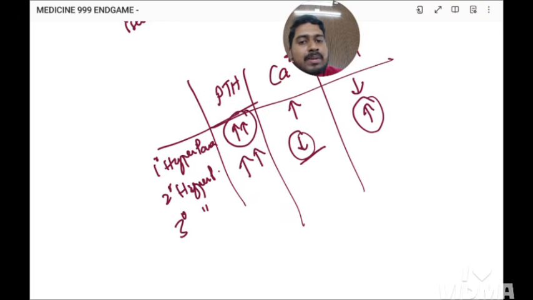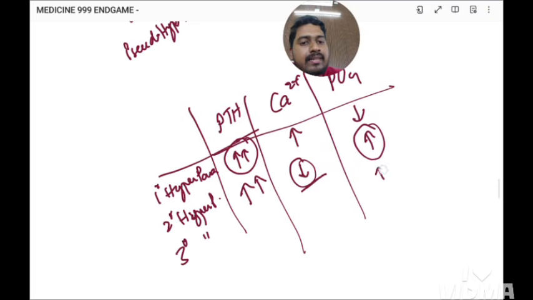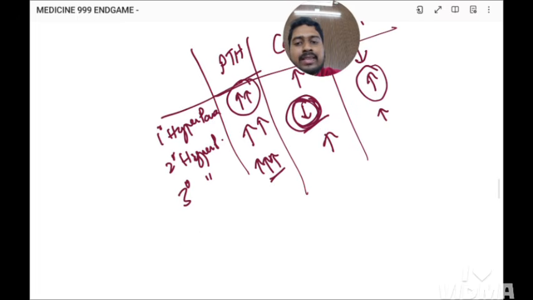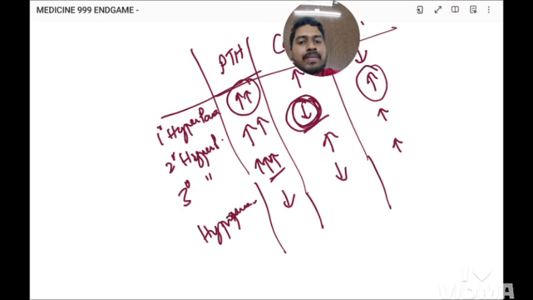Now what happens in tertiary hyperparathyroidism? There is a long-standing increase in phosphate and decreased calcium for a long time. As a result, PTH becomes autonomous and increases so much that the decreased calcium is converted to increased calcium. And next we have hypoparathyroidism. What happens? PTH is decreased, calcium is decreased, phosphate is increased. And what happens in pseudohypoparathyroidism?